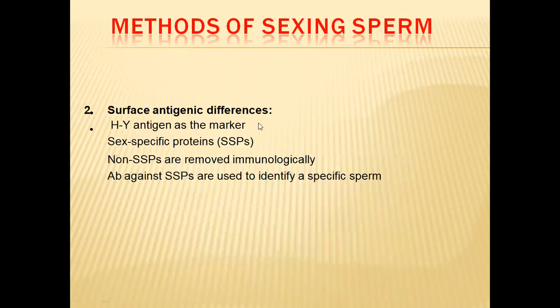And the second method is surface antigenic differences. These two types of sperms, X sperms and Y sperms, will have different types of antigens on their surfaces. In the case of Y sperms, the HY antigen will be used as a marker. Apart from the HY antigen, sex-specific proteins will also be there on the surface of these sperms. And non-SSPs are removed immunologically.